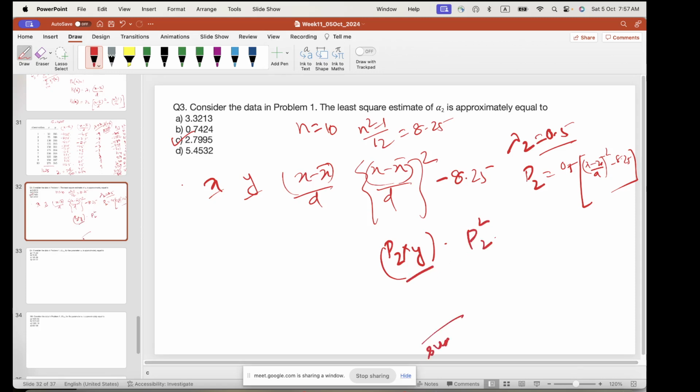Then we take a sum of these two columns, and then alpha 2 is actually equal to summation p2y by summation p2 square, which comes out to be 0.279, which is option C. Alright, so moving on.